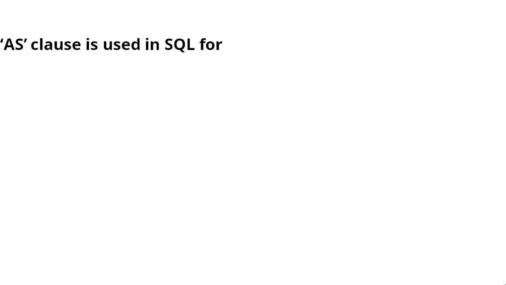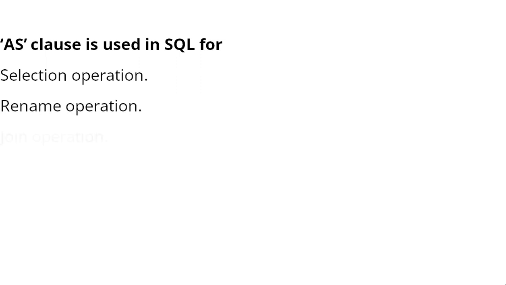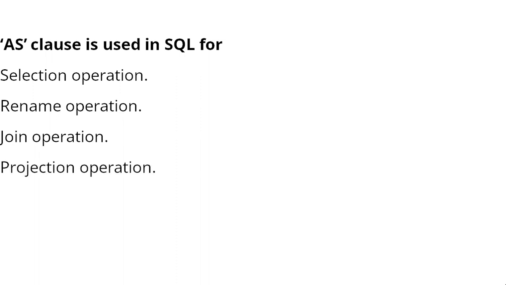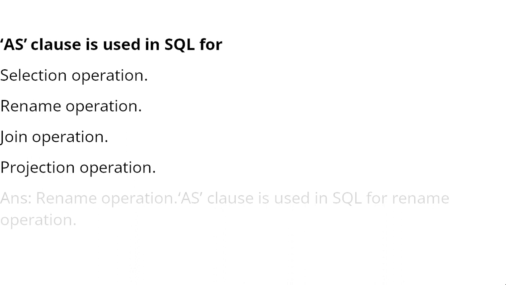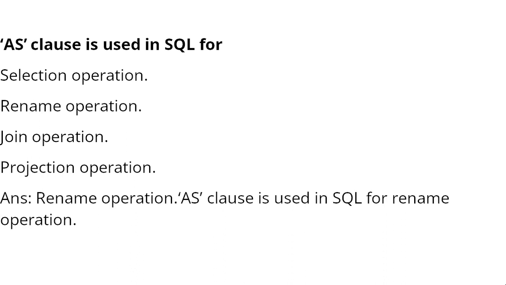AS clause is used in SQL for selection operation, rename operation, join operation, projection operation. And the correct option is rename operation. AS clause is used in SQL for rename operations.